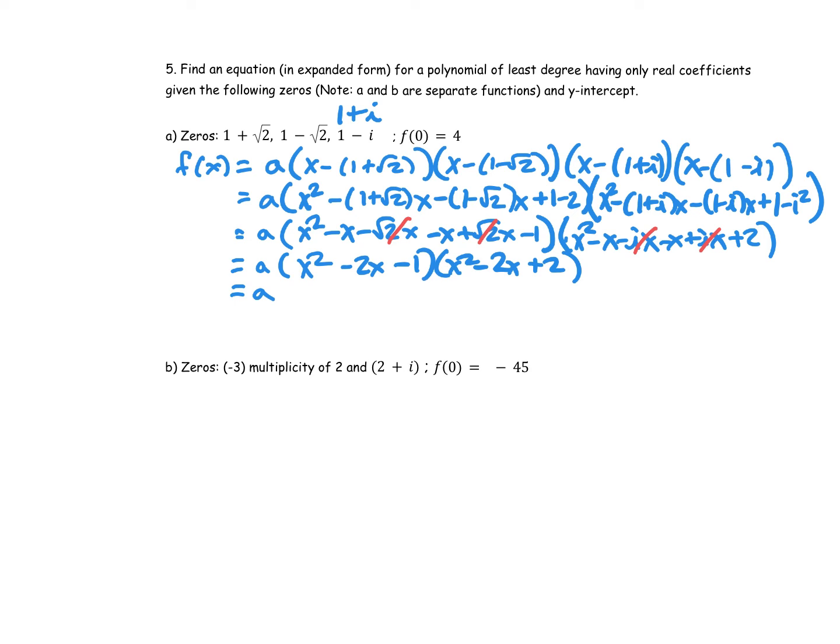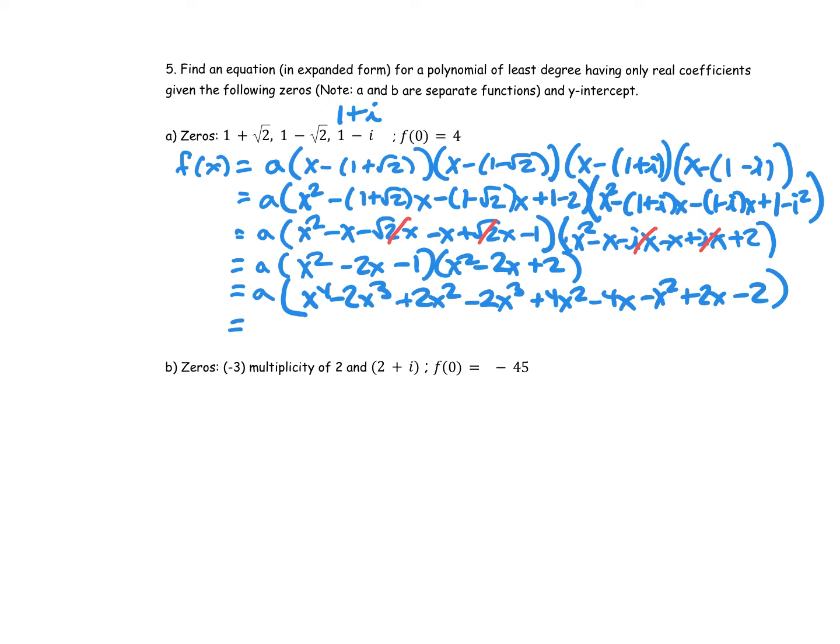Now let's FOIL this out and find a systematic way to do that. I'll take each term in the first parentheses and multiply it by every term in the second, then do that for the second term in the first, and finally the negative 1 from the first multiplied by everything in the second. So here's what I get. I've got x to the 4th minus 2x cubed plus 2x squared minus 2x cubed plus 4x squared minus 4x minus x squared plus 2x minus 2.